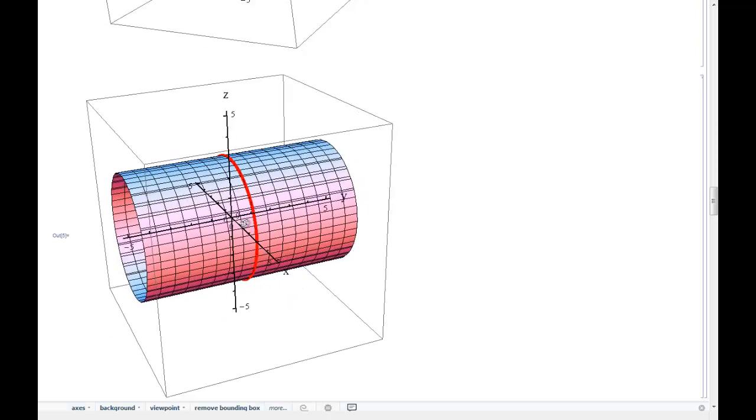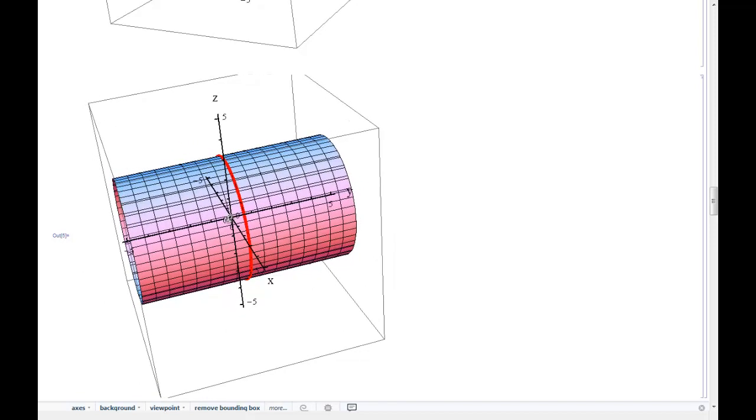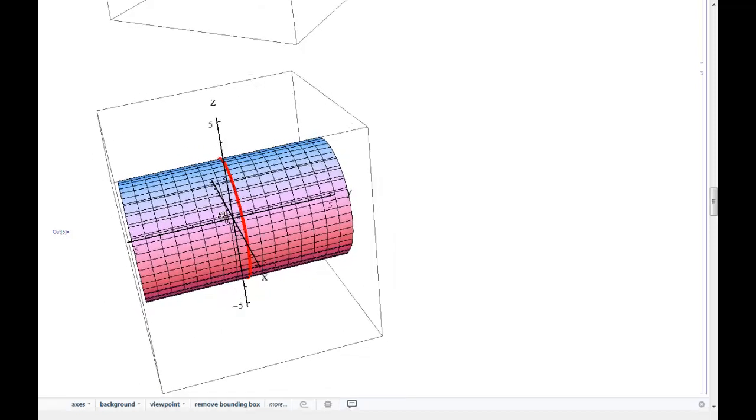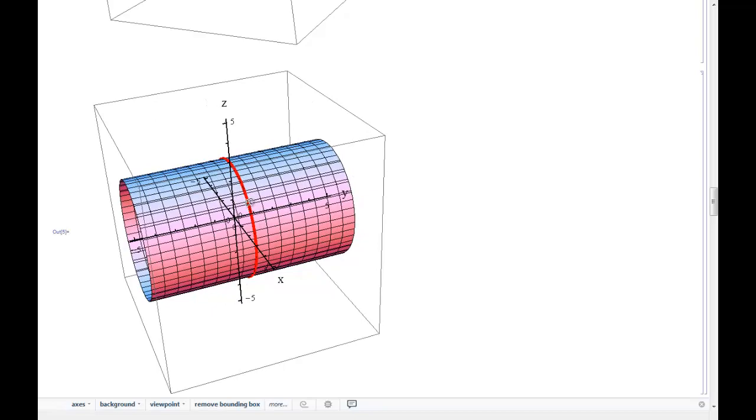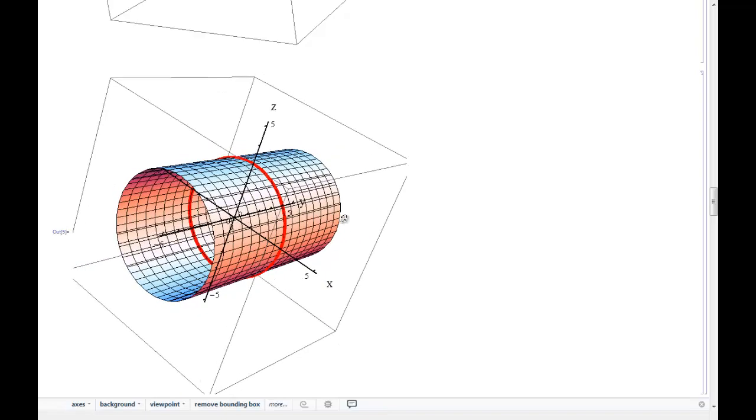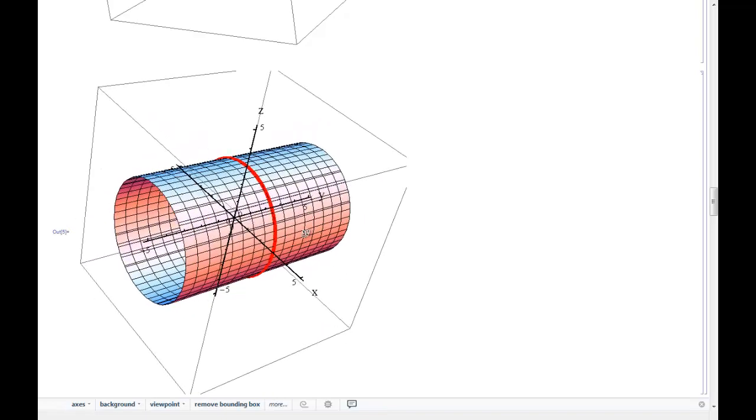A lot of times this kind of picture helps me visualize things better. The true answer, the intersection of those two equations, or the set of points that satisfy both, is really just this red circle here, though. But the visualization with the cylinder in there helps see what's going on. So that's really the idea, is that circle there.